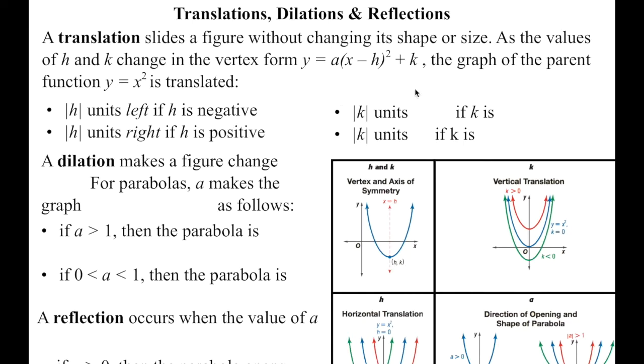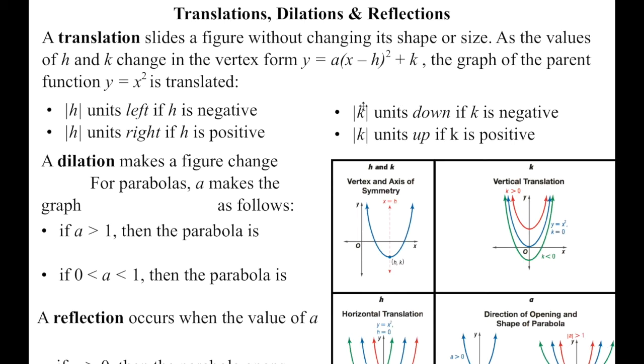If we put a number in for k, and k is negative, we go down. If k is positive, we go up. So just changing those two things will make our parabola go up, down, left, or right.